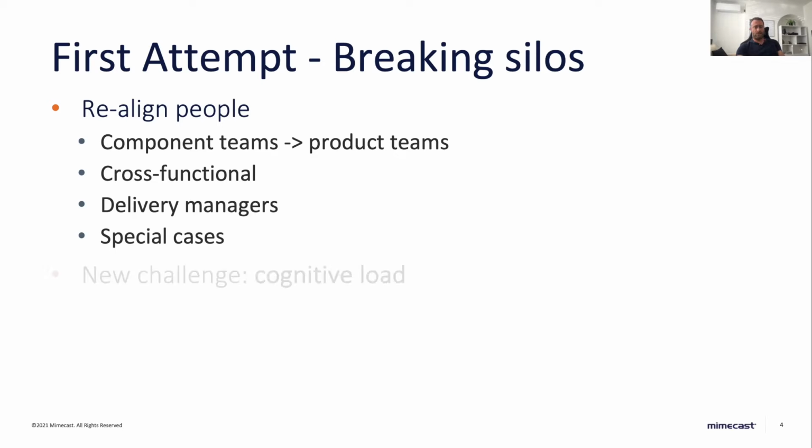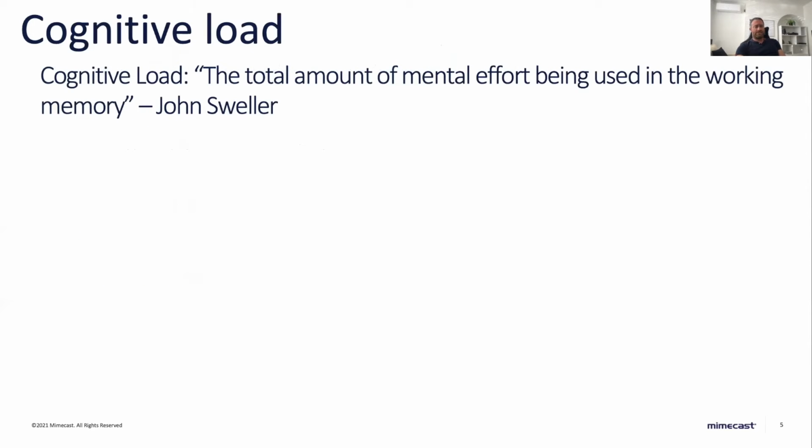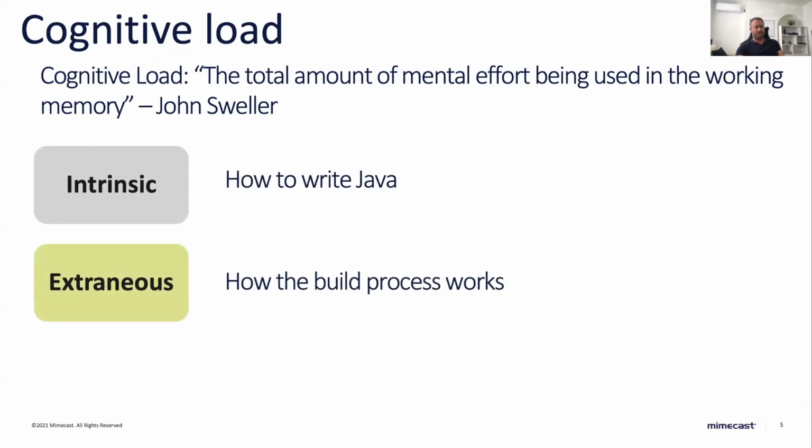Another problem we had was cognitive load. Cognitive load is defined by John Sweller as the total amount of mental effort being used in the working memory. And there are 3 types defined. Intrinsic is the basic day-to-day operations. So for an engineer, this might be how to write Java. Extraneous are the things that a team shouldn't need to know, but generally end up having to. Things like how the build process works.